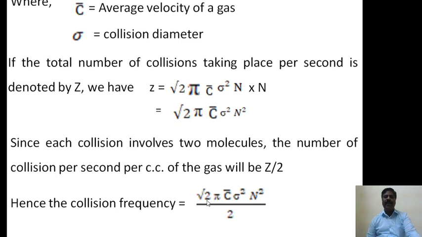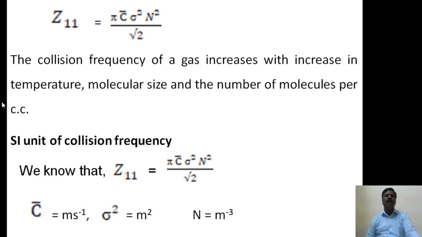After simplifying, this root 2 and this root 2 get cancelled, and we will get root 2. After simplification, Z11, which is the collision frequency, will be pi average velocity into sigma square into n square divided by root 2. This is the expression for collision frequency.